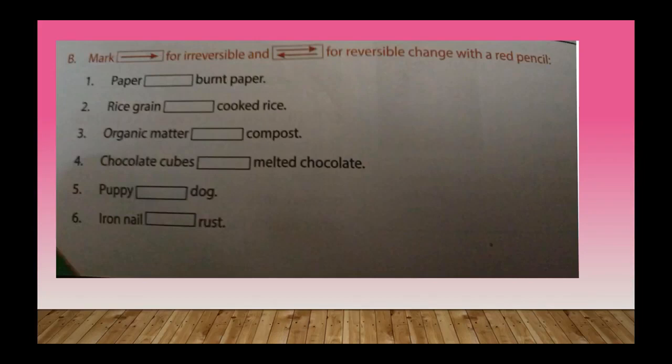You want to put one single arrow mark there. Iron nail becomes rust. It's a reversible change, right? Once the iron nail becomes rust, if you use lemon, a liquid which contains citric acid, if you paste it, you are able to remove the rust, which is nothing but a stain present in the iron materials.